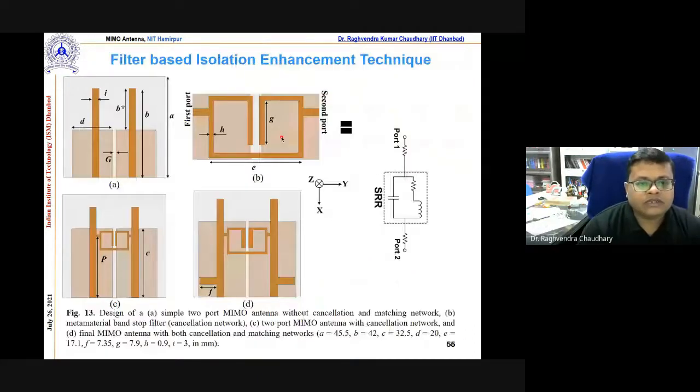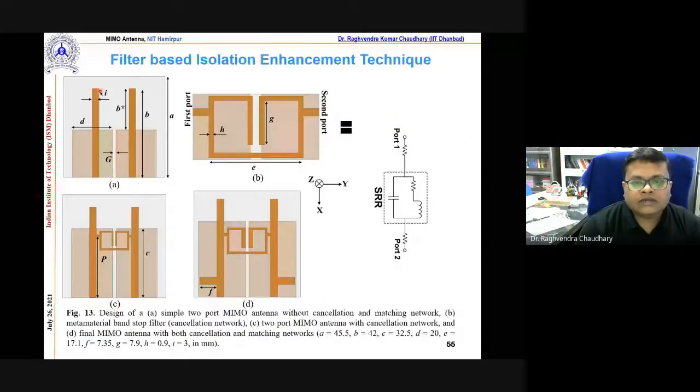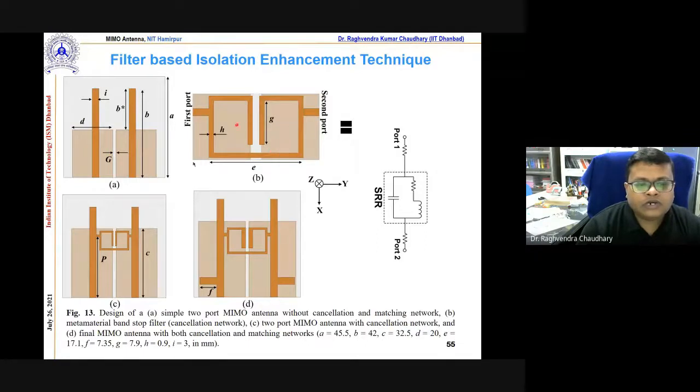Actually there are two monopole antennas here, and this is filter based. So we introduce a filter here, correct? You can see the filter here, and we put it between these two monopoles, and we have very good isolation. Correct. This is one thing.